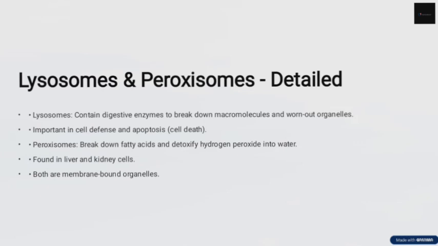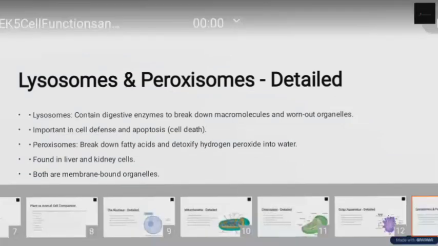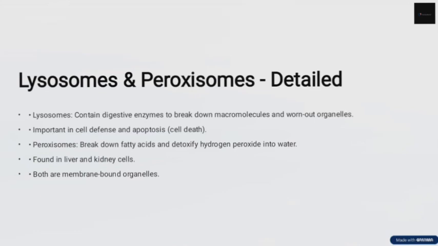Okay, so the lysosomes now, and then the peroxisomes. Let me explain them now in detail. Please turn off your mic. All right. So the lysosomes, like I mentioned earlier, contain digestive enzymes that break down macromolecules and worn out organelles. They contain digestive enzymes, also called hydrolytic enzymes. They perform major functions in cell defense and apoptosis.